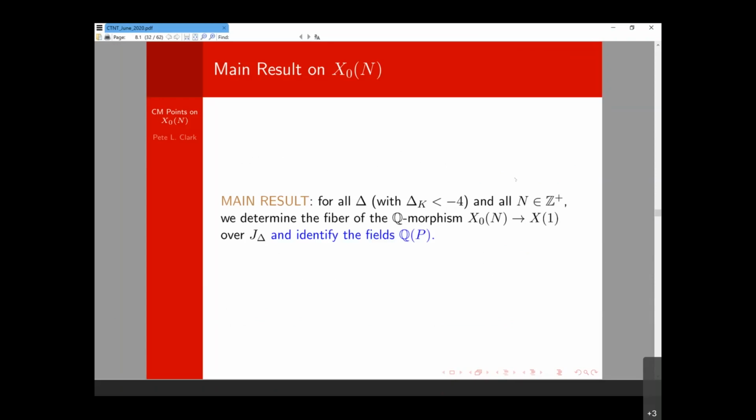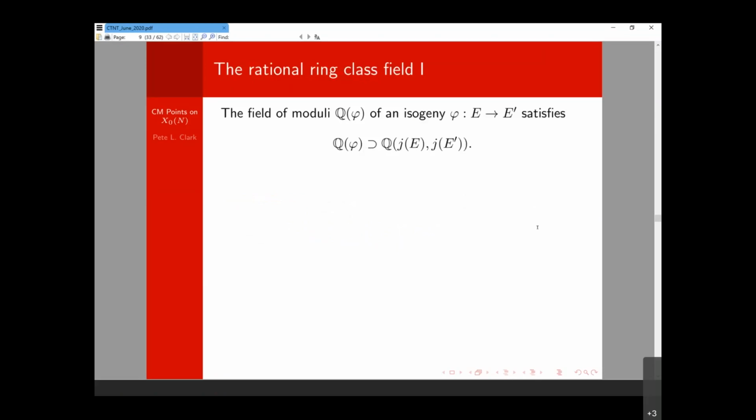I'm trying to compute fields of moduli, all the closed points in X0(n) with a single CM j-invariant of discriminant delta, or closed point, and I want to compute completely the fibers over those points. Okay, so let's get started on how we would do that.